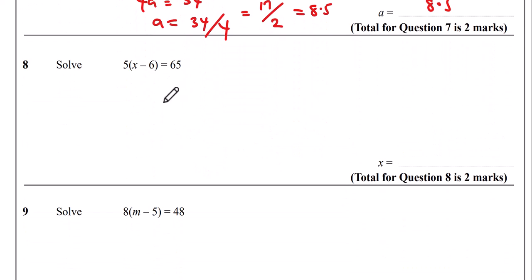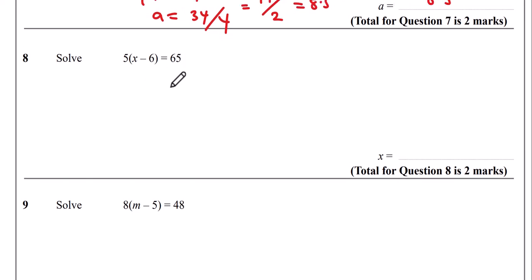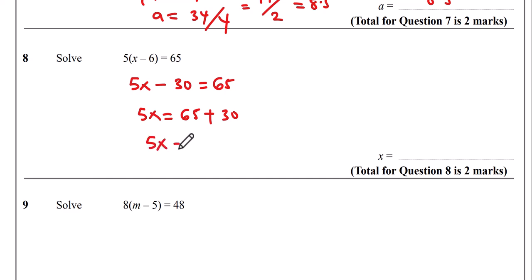Now for the next one, you expand the bracket. So you have 5x minus 5 times 6 is 30, and that's equal to 65. Of course, here you have a minus, so you're going to add 30 on both sides. So 5x is equal to 65 plus 30, and 5x is equal to 95. So x is going to be 95 divided by 5, which is going to be 19. Yeah, good. I think it's going to be 19. Good.